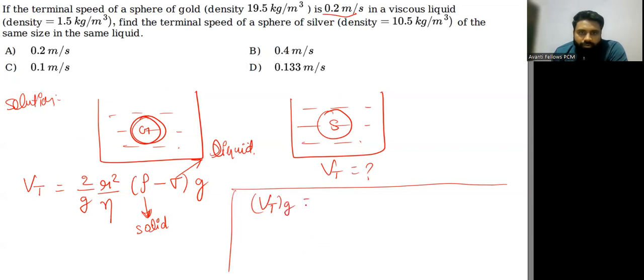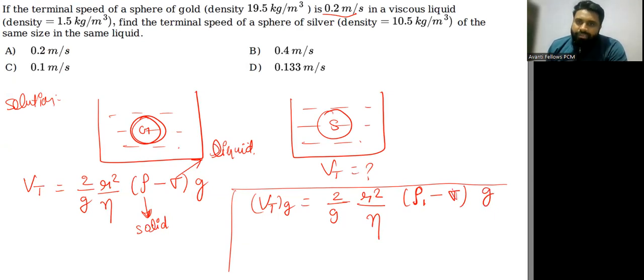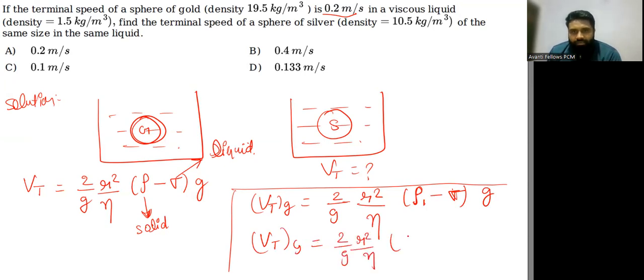Terminal velocity in the case of gold is given by 2 by 9 r square, because the same size is given, so the radius will also be the same. The same fluid we are using, so the coefficient of viscosity will also be the same. Only this will vary, rho 1 minus sigma into g, because we are not changing the liquid, so the liquid density will also not change. Okay, so terminal velocity of silver will also be 2 by 9 r square by eta into rho of silver minus sigma into g. Got it?